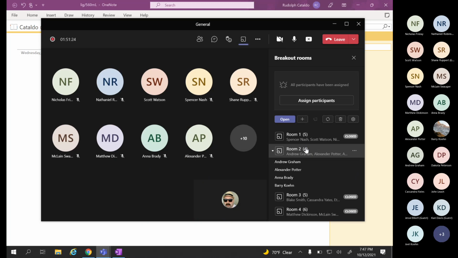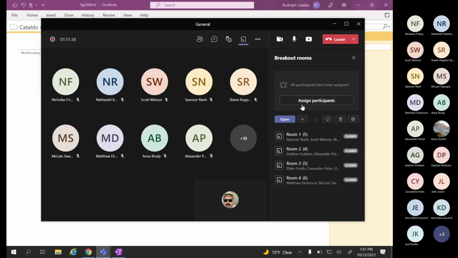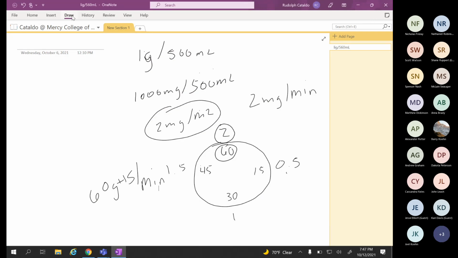Good job, guys. Room 2, I have Andrew Graham, Alex Potter, Anna Brady, and Barry. Is it Keen? Is that how you say your last name? Kane, actually, but Keen. Okay, not too picky on that. All right, let's go through yours. Let me get my screen pulled back up here. Let me erase this.